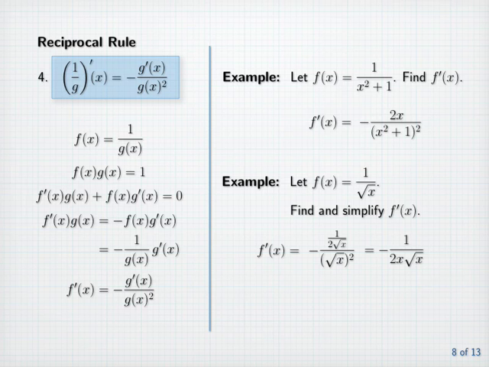Now this could be written in different ways, none of which are particularly simpler than the others. We could write minus 1 over 2 times x to the 3/2 power, or we could rationalize the denominator and write minus the square root of x over 2x squared.